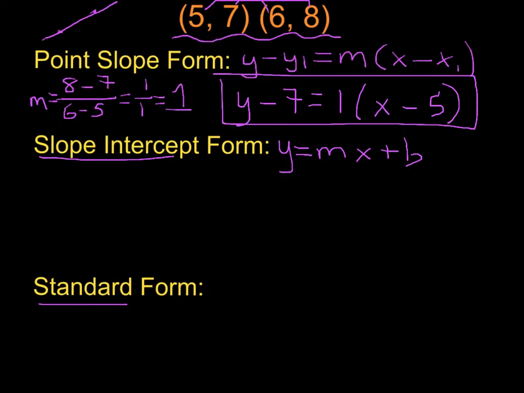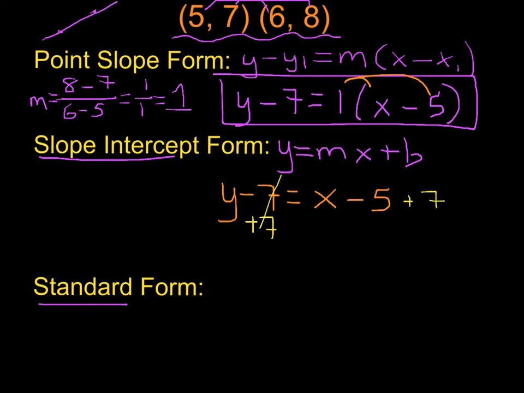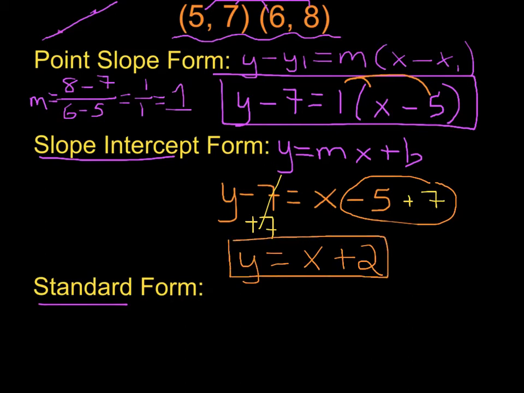To do that, I'm going to first distribute, because I have that set of parentheses. So y minus 7 equals 1 times x is x, and 1 times negative 5 is minus 5. So now to get y by itself, I need to add 7 to both sides. So y equals x, and then negative 5 plus 7 is a positive 2. So I have changed my equation from point-slope form to slope-intercept form.